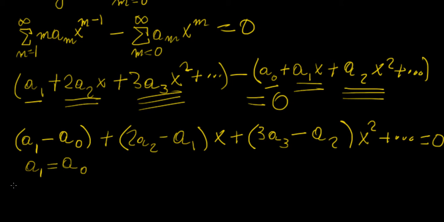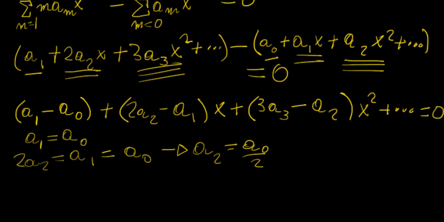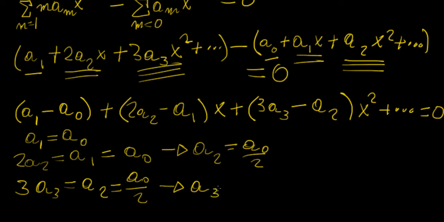The second group is going to give us the following: 2a2 should be equal to a1 for this condition to be satisfied, and then we can make a substitution here, so we know a1 is equal to a0. So this leads to a2 in terms of a0 is just going to be a0 over 2. And for the third group, we're going to have 3a3 equals a2, and we know a2 is just a0 over 2. And now we solve for a3, so that's going to be a0 over 6.